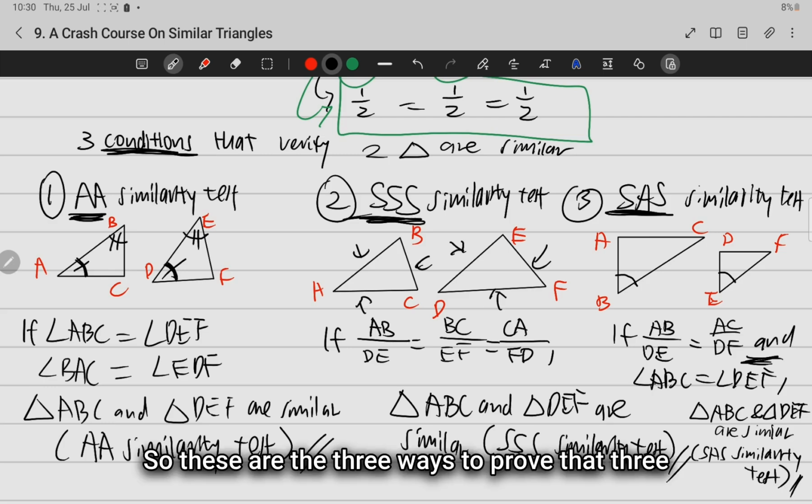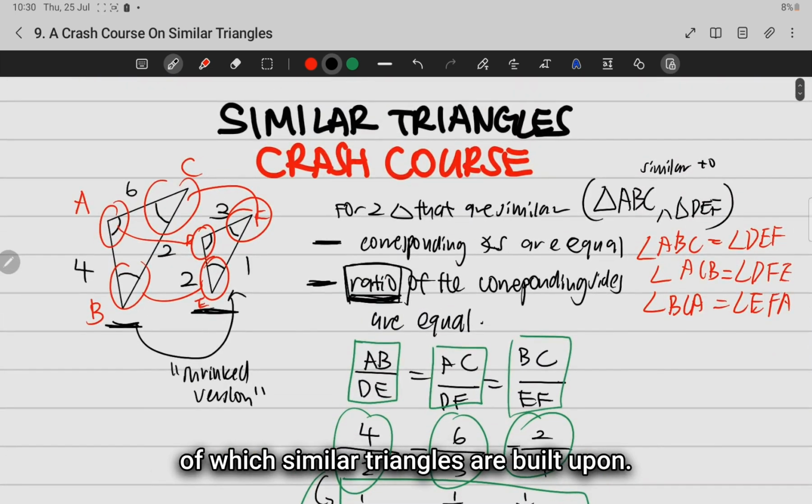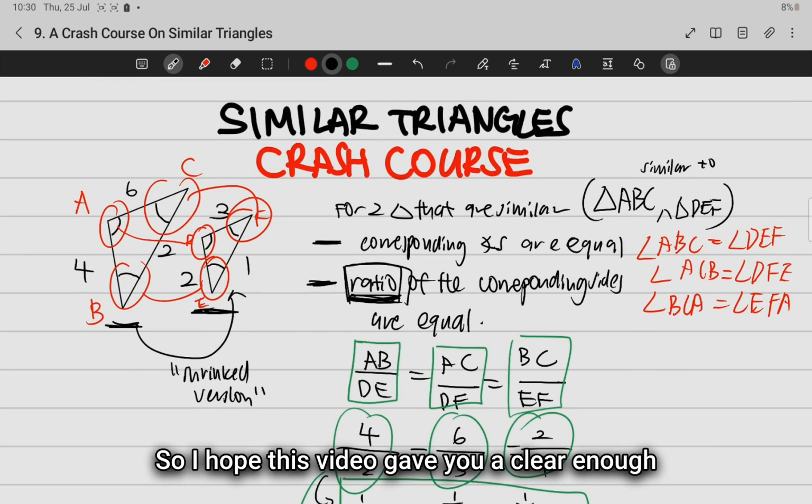So these are the three ways to prove that two triangles are similar, and this is the concept which similar triangles are built upon. So I hope this video gave you a clear enough explanation as to what similar triangles are.